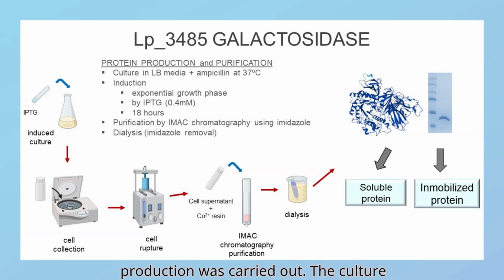production was carried out. The culture was grown to the exponential phase and induced with IPTG for 18 hours at 22 degrees Celsius. Cells were collected by centrifugation and disrupted using a French press. The protein was purified by affinity chromatography using a cobalt resin, owing to the His tag inserted at the carboxyl terminus. The protein was eluted with a concentration of 150 millimolar imidazole and then dialyzed to remove the imidazole. The galactosidase activity of the protein was assayed using both soluble and immobilized protein.